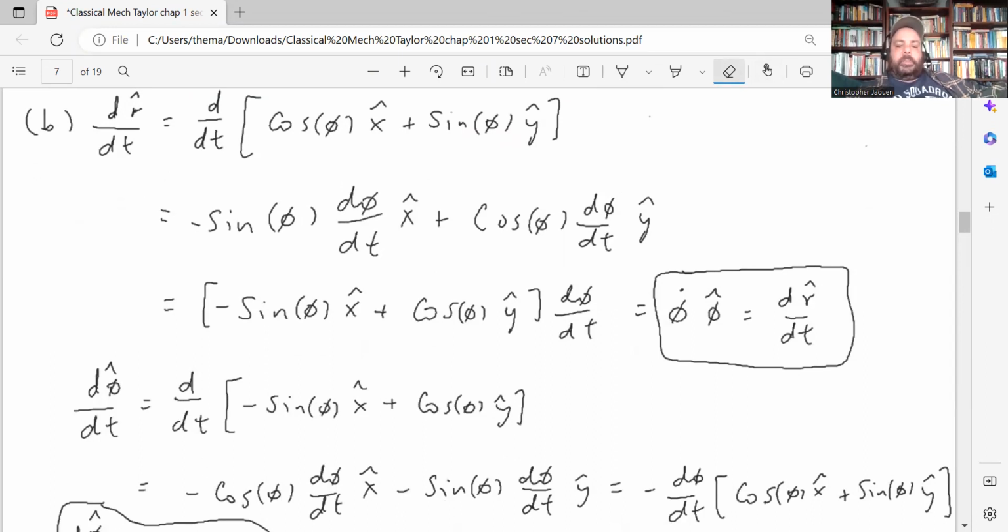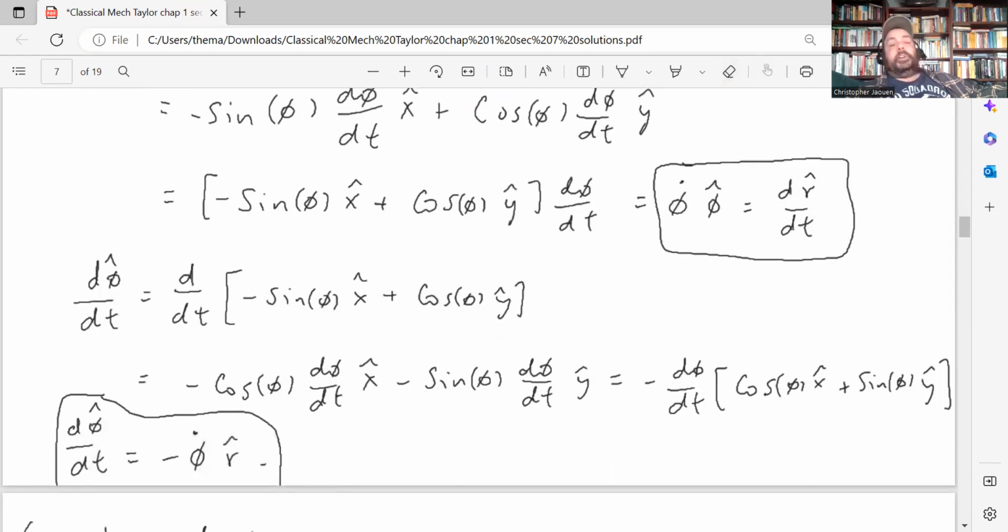You get phi dot phi hat, and that's the value of dr hat dt, and same thing for d phi hat dt. You just differentiate, and remember your implicit differentiation, and that gives you the expression that we derived in the chapter. It's just another way of deriving those formulas for the derivatives of the polar unit vectors.